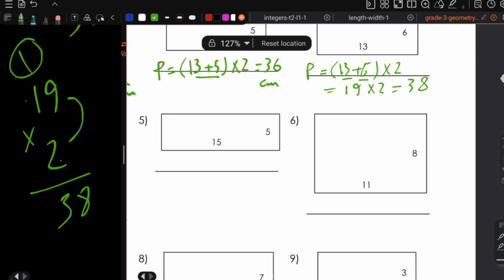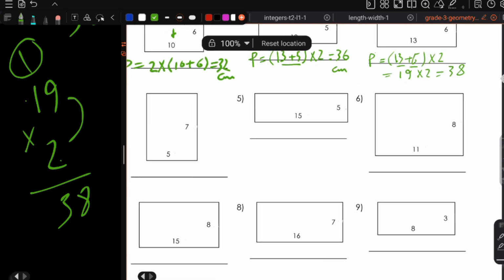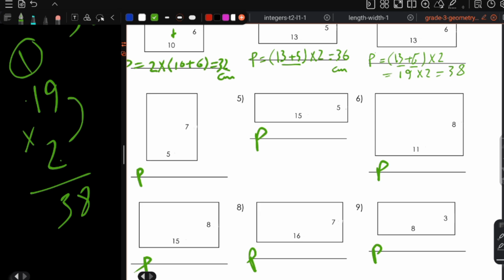Okay, you can test yourself by solving these 5 problems here by finding the perimeter, and also the area. Okay, you can leave the answers in the comments, or you can send them to me by my number. I will leave it in the comments.